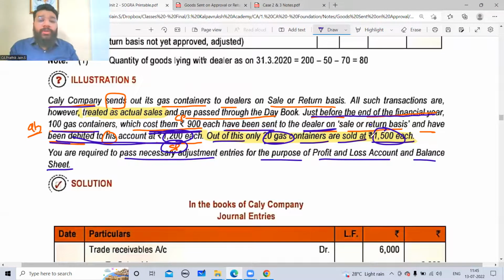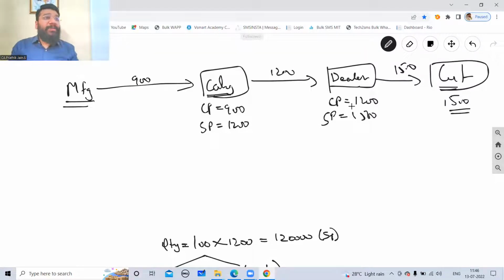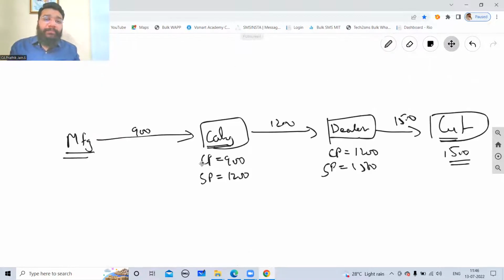Now, when you read this question, the dealer sold. So obviously the dealer is selling the goods. The dealer sold this for 1,500, so the dealer gave this to the customer for 1,500. So you may say that for the customer it is 1,500 and for the dealer the selling price is 1,500. That is not the case here. When you look at this particular question, it feels like that, but let me tell you what has happened.